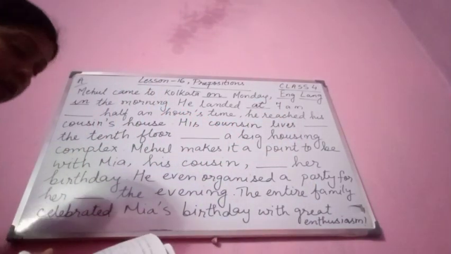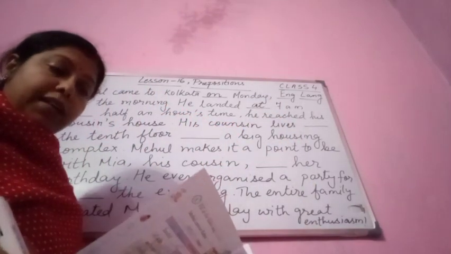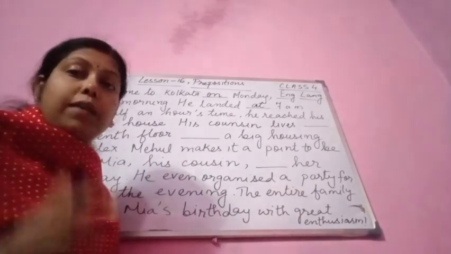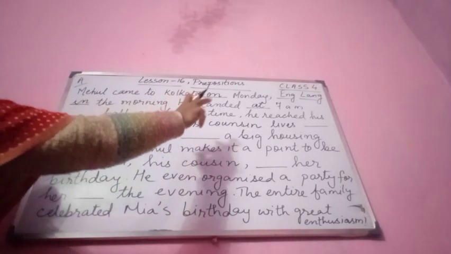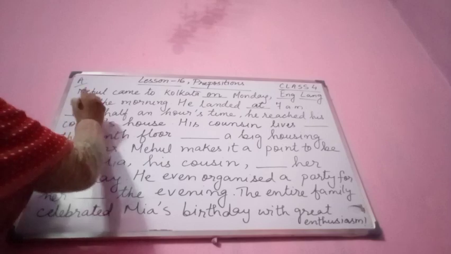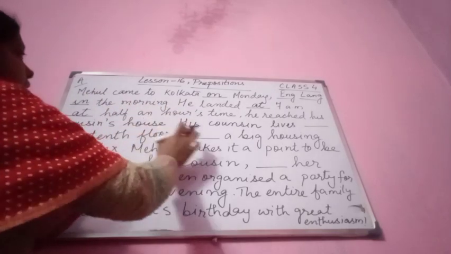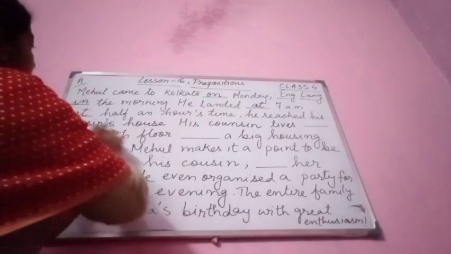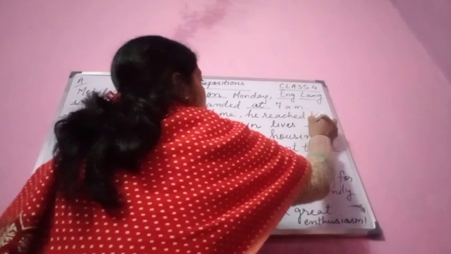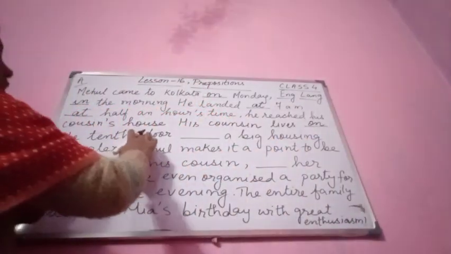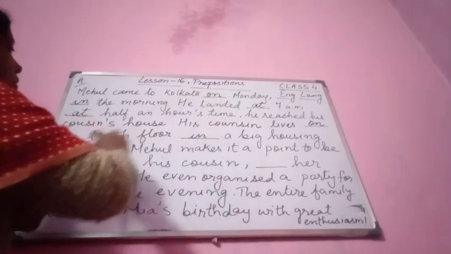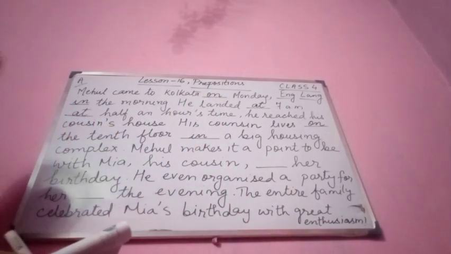Alright, here I already explained to you that for a specific moment in time we use at, like at 7 a.m. He landed at 7 a.m. At half an hour's time. Here also see, a time span is given, half an hour's time. At half an hour's time, okay, he reached his cousin's house. His cousin lives on the 10th floor, okay, on the 10th floor, in a big housing complex. His cousin lives on the 10th floor in a big housing complex.